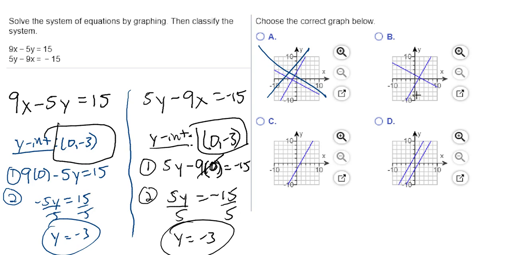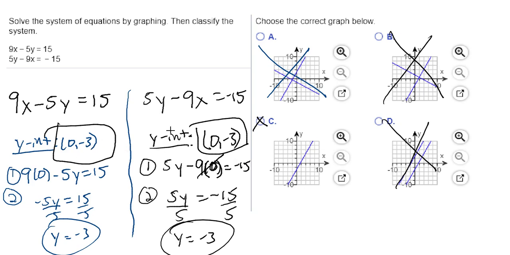So B cannot be correct because the second equation here does not have the same y-intercept. It has a different y-intercept, so B can't be right. They have to both have a y-intercept at (0, -3). D also cannot be correct because they don't both have the same y-intercept. So the only option left is option C, which is telling me that I'm really getting the same line twice.